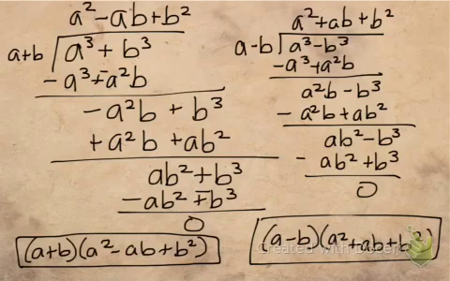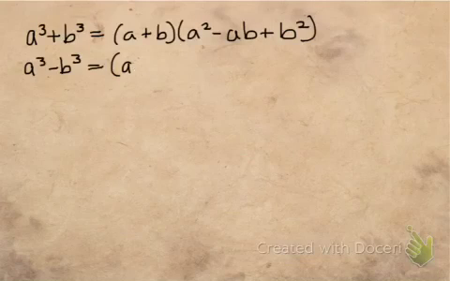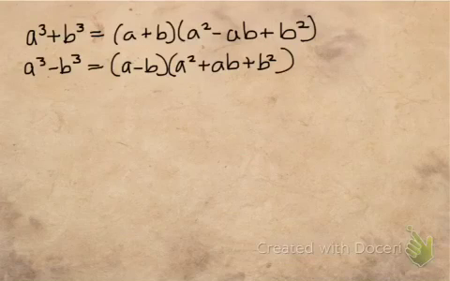So the factorable form of a cubed minus b cubed is a minus b times the quantity a squared plus ab plus b squared. So these are our two forms. And you should notice that it's just a difference of signs. So on the top you have a plus b, on the bottom you have a minus b. And then in the middle term of the second part we have minus ab for a plus b and plus ab for a minus b.